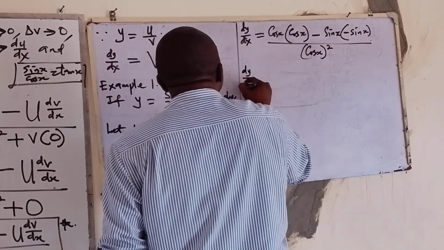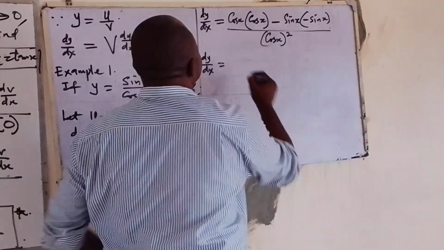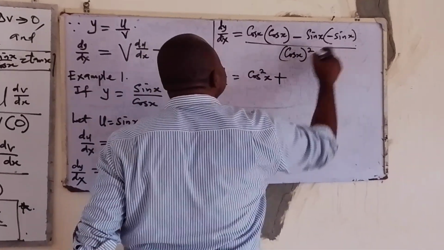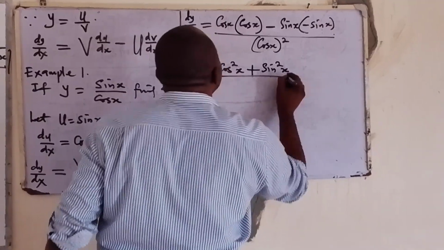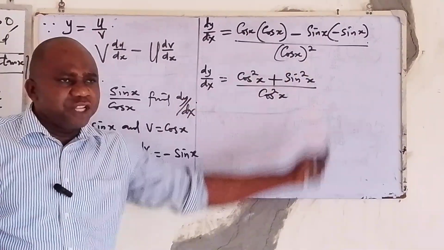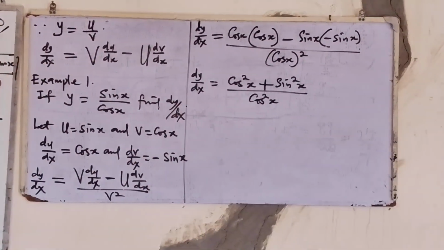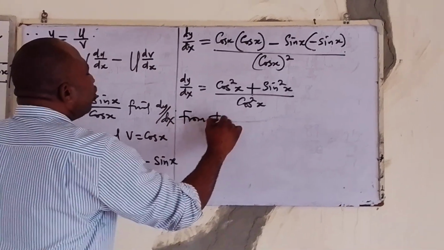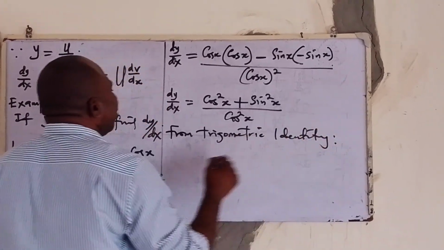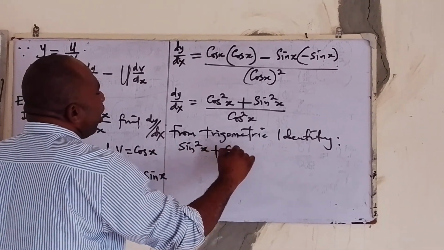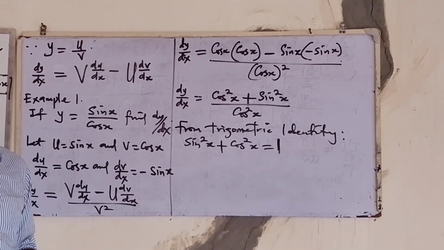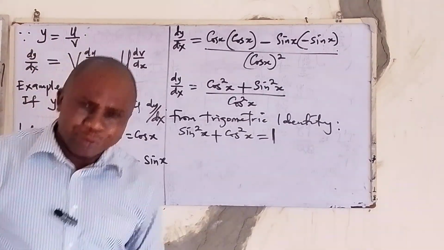So therefore, dy/dx will be equal to cos x times cos x is cos squared x. Minus times minus is plus. Sine x times sine x is sine squared x. Divided by cos x squared, which is cos squared x. Yes, cos x squared is the same thing as cos x times another cos x, and that will give us cos squared x. And we know from trigonometric identity, sine squared x plus cos squared x must be equal to 1, irrespective of the magnitude of the angle x or theta, as the case may be. Sine squared 1 billion plus cos squared 1 billion is equal to 1.